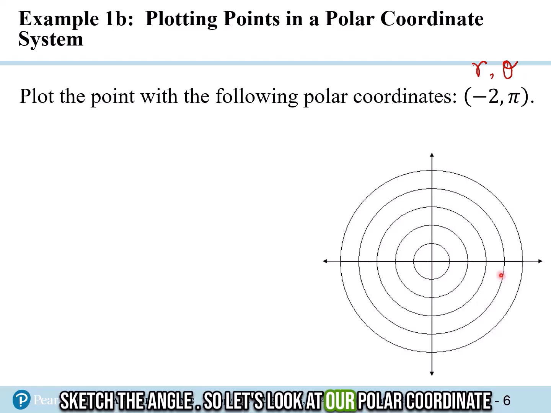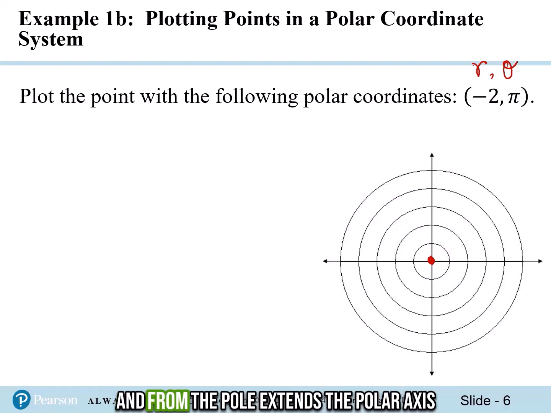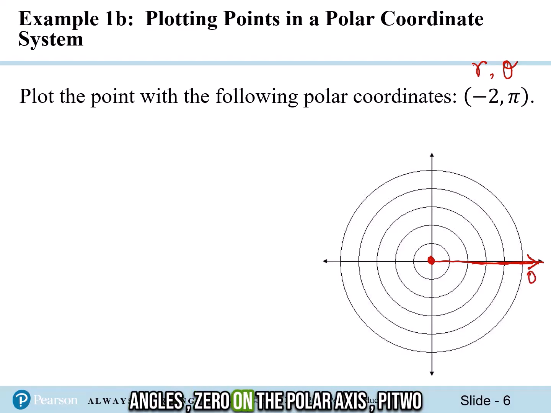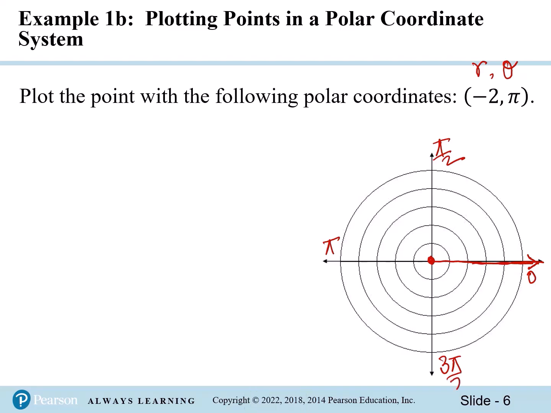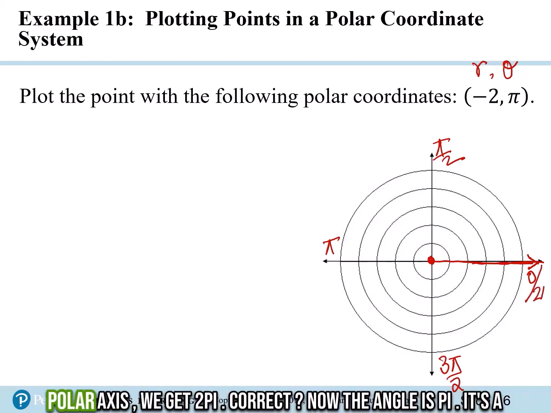So let's look at our polar coordinate system. We have the pole right at the center of the circles, and from the pole extends the polar axis all the way to the right. And let's mark the quadrantal angles: 0 on the polar axis, pi over 2 on top. We have pi on the opposite side of the polar axis, 3 pi over 2, and then when we come around a full circle back to the polar axis, we get 2 pi, correct?